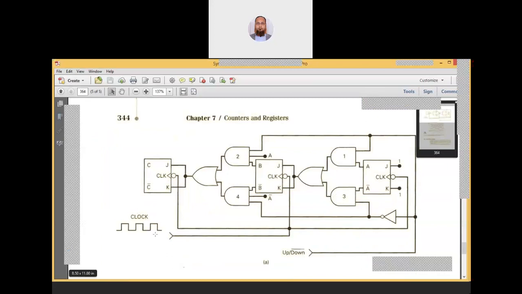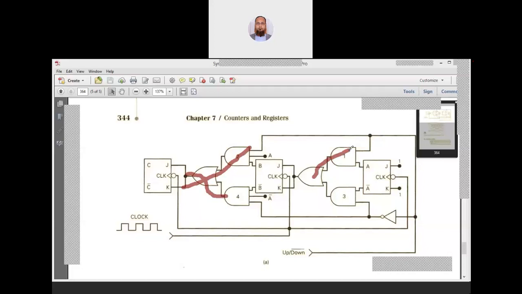Here more logic circuitry is there: two AND gates, one OR gate, two AND gates, and an OR gate. If we remove this OR gate and the AND gate containing these B inputs, and connect this directly here, this would become the down counter. You can understand this.